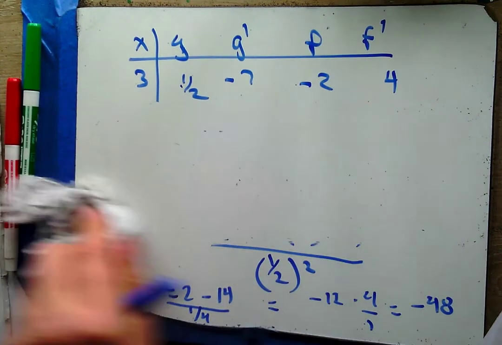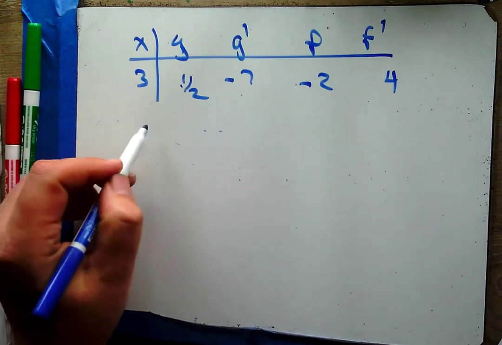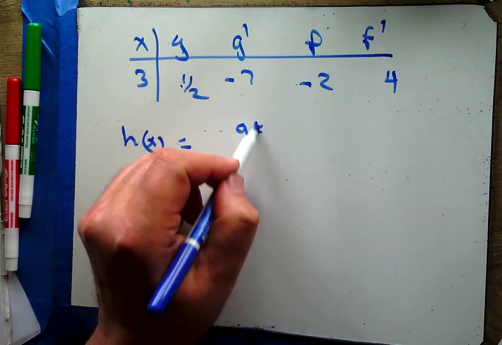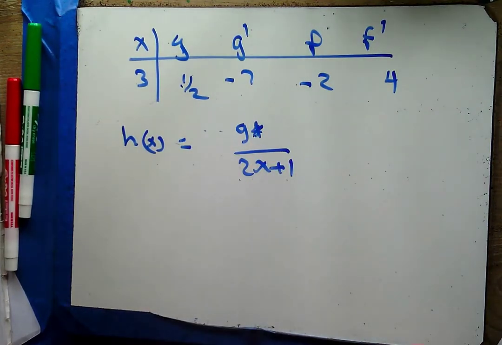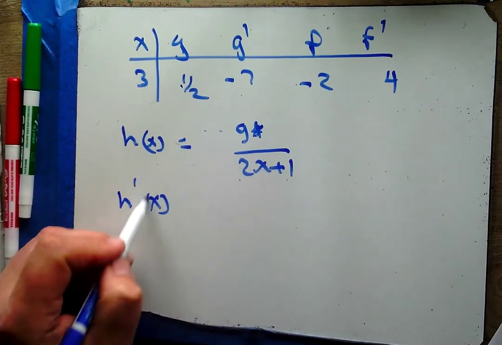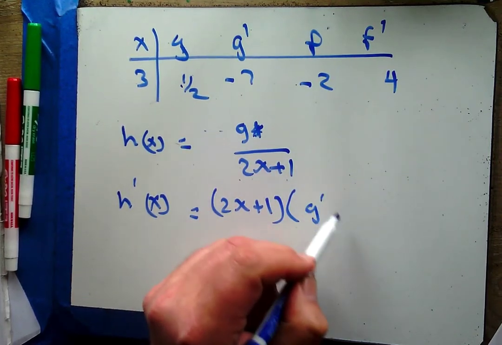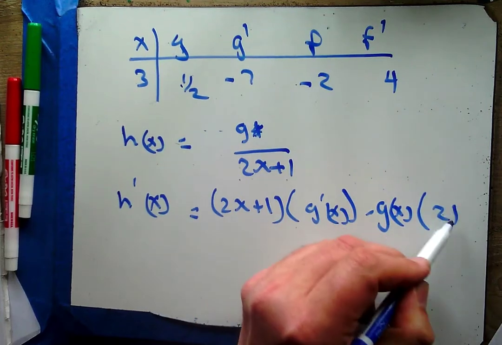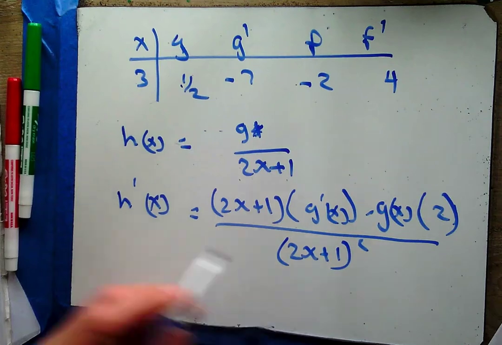Okay. And last one, how about h of x equals g of x over 2x plus 1. Okay, so 2x plus 1. I need to do the derivative here. That means I use the quotient rule. Low d high minus high d low all over low squared.